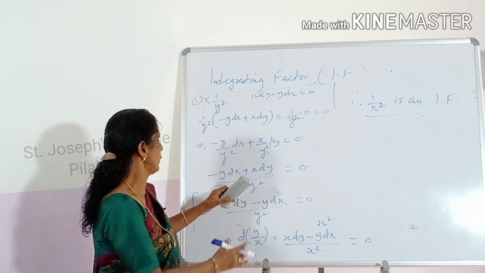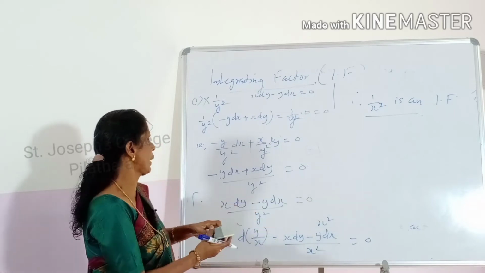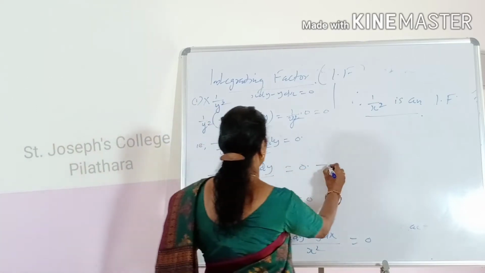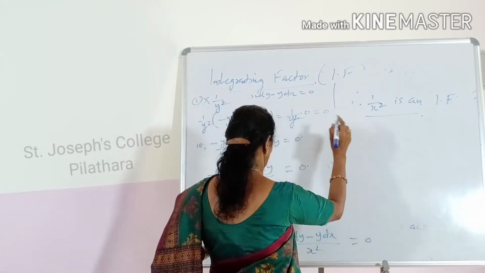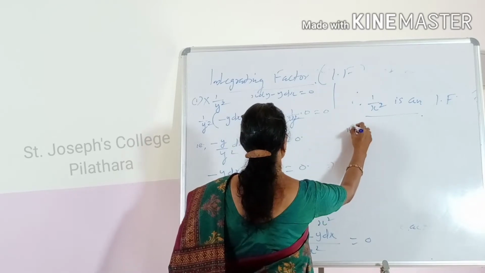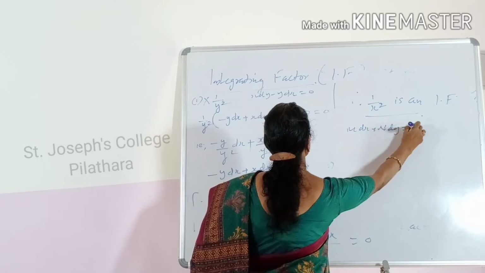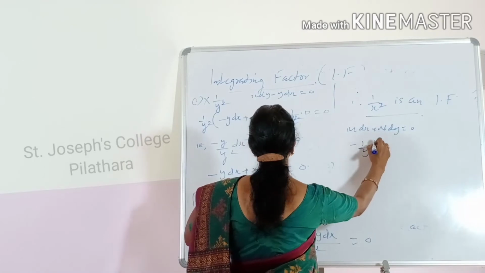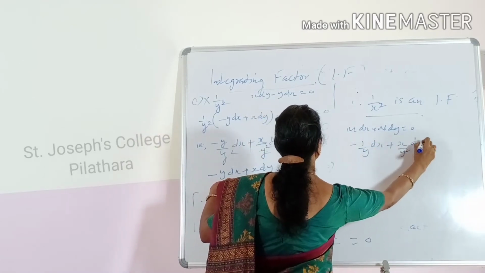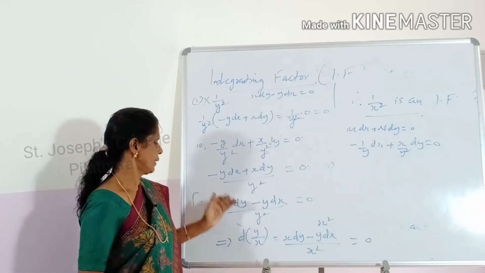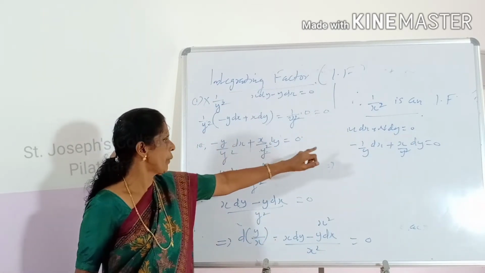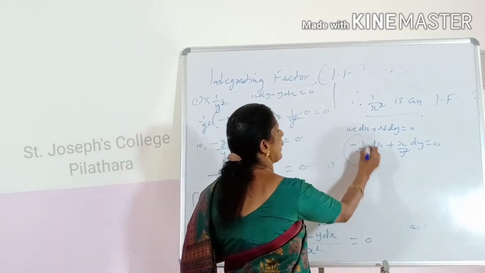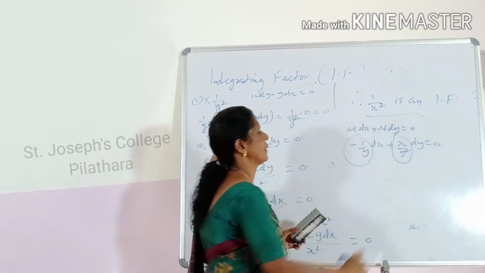Now here, x dy minus y dx by y square equal to 0 can be put in the form minus 1 by y dx plus x by y square dy equal to 0. If we have to solve the equation, we have to write it in the form M dx plus N dy equal to 0, M and N functions of x and y, and verify exactness. In both cases this equation reduces to the form minus 1 by y dx plus x by y square dy equal to 0, M dx plus N dy.